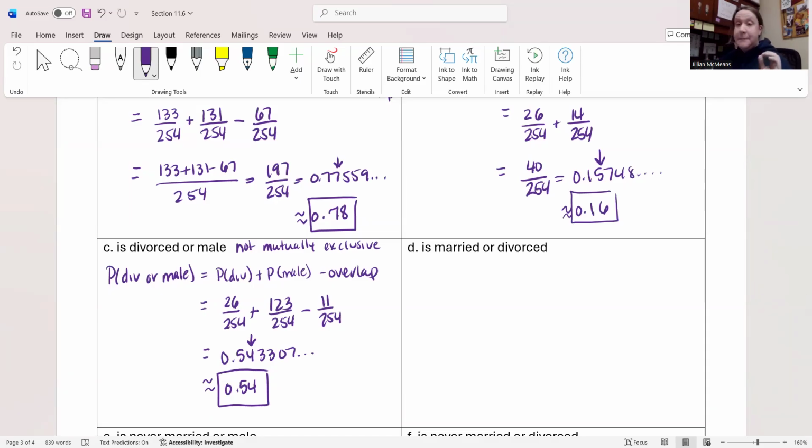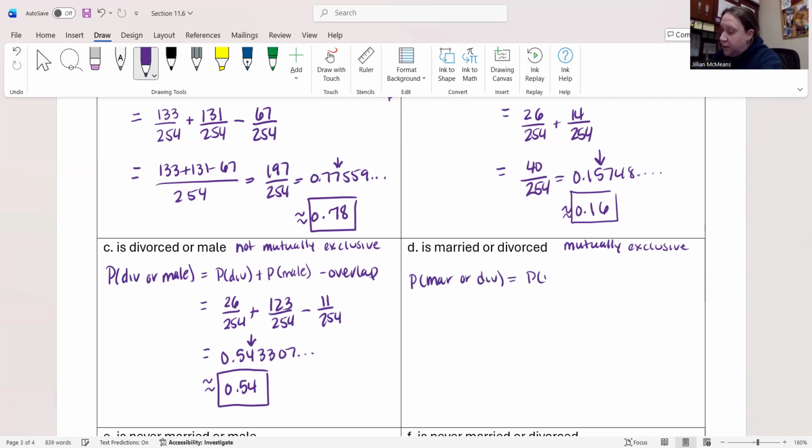All right. Married or divorced. Now remember, we're talking about your current marital status. Of course, to be divorced, you had to have at some point been married, but we're not worried about what you were a month ago, 10 years ago. We're worried about what you are today. So you are either currently married or you are currently divorced. Okay. So these are mutually exclusive.